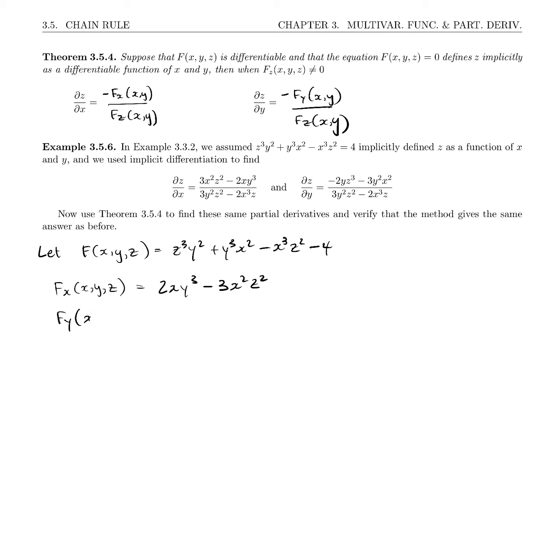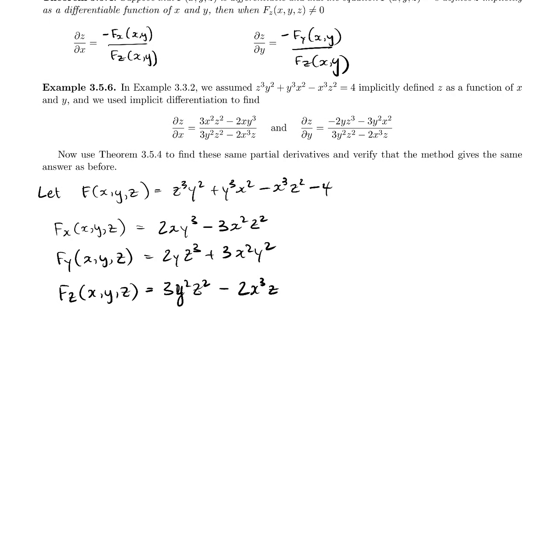F sub y of x, y, and z, taking the derivative with respect to y now, we're going to get 2y z cubed plus 3x squared y squared, and the last two terms have no y's in them. And f sub z of x, y, and z gives us 3y squared z squared. This term has no z, neither does this, so minus 2x cubed z.